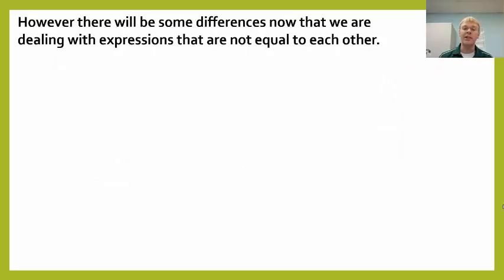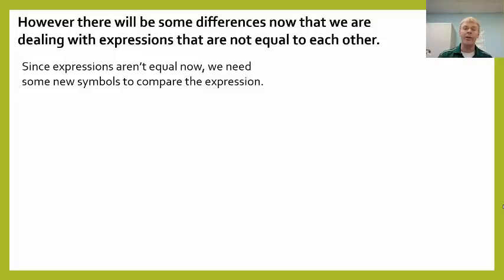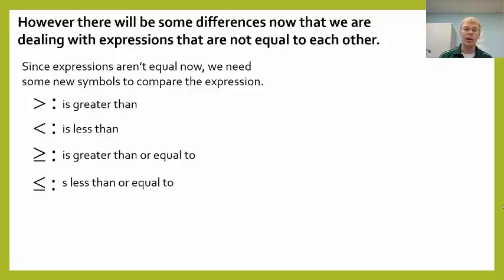Now, there will be some differences because we're no longer dealing with equations, we're dealing with inequations or inequalities, right? Things that are not equal to each other. And now that we're not equal, we can't use just an equal sign. We need some new symbols to use in our inequalities. And we can see these symbols are is greater than, is less than, is greater than or equal to, and sorry guys, that should be is less than or equal to, not less than or equal to. These are our new inequalities. We've got to be able to read them and translate them properly.